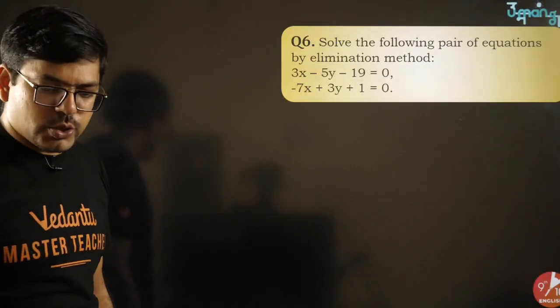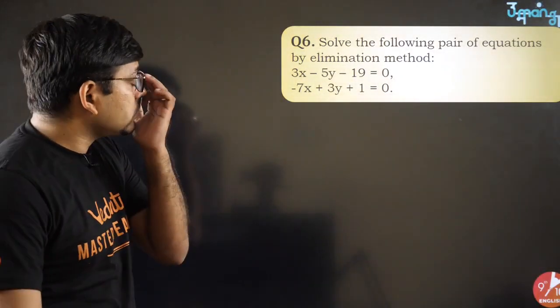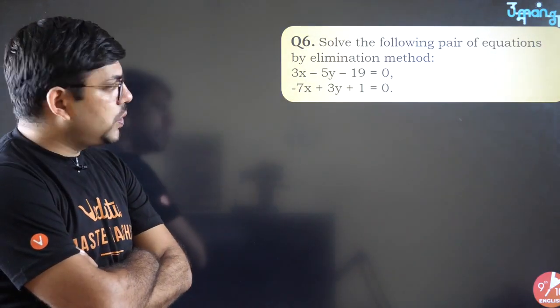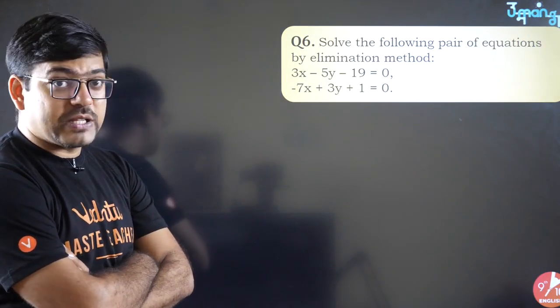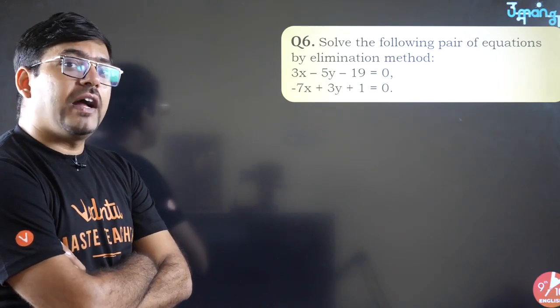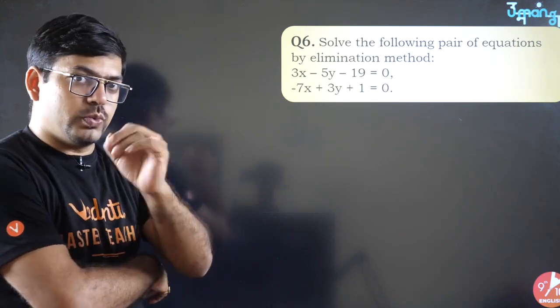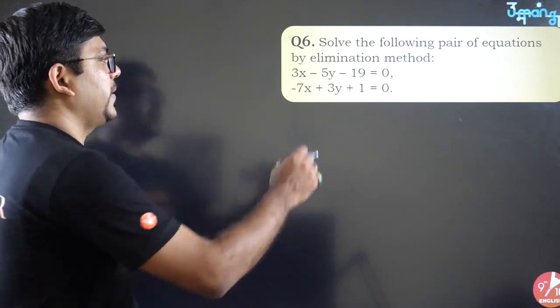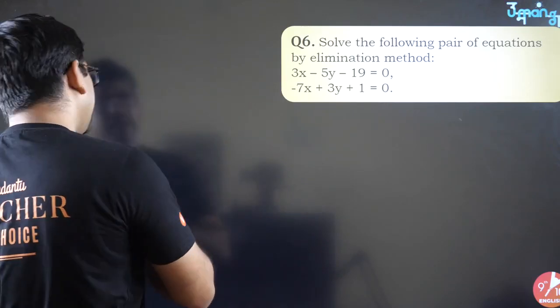I'll show you a few more questions so that you are clear. Now, we have 3x minus 5y minus 19 equals 0 and minus 7x plus 3y plus 1 equals 0. Fine. Again, elimination method, so we have to choose one variable. It's up to you, whatever you choose. So previous time I chose x, this time I'll choose y. Let me choose that I have to eliminate y.